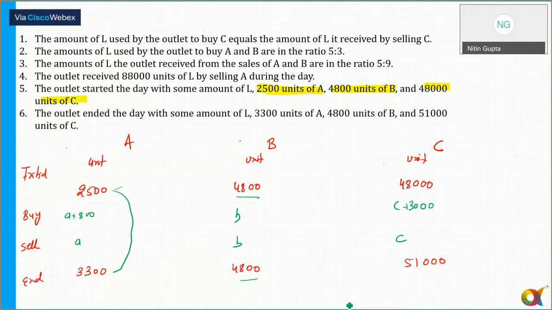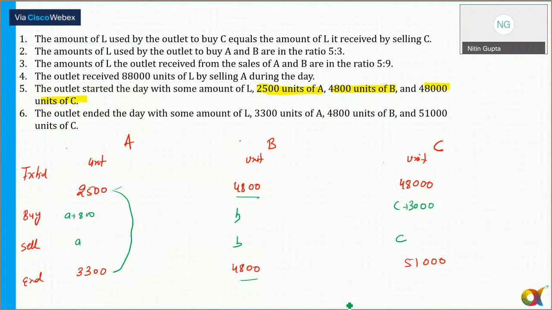So any doubts to anyone till this step? Statement number 5 and 6 analysis is clear to all of you? Okay. All right.